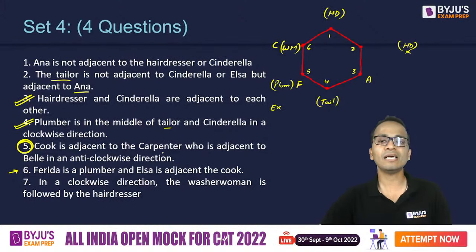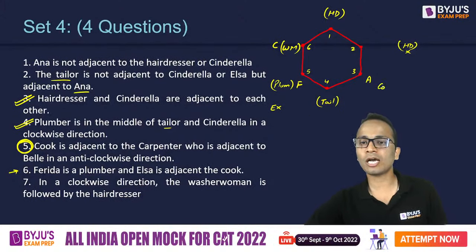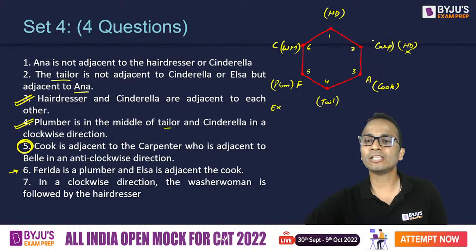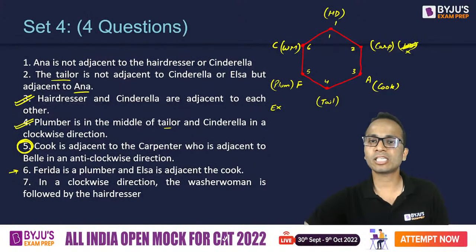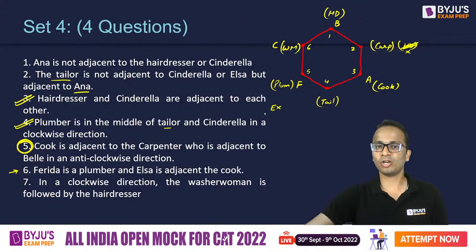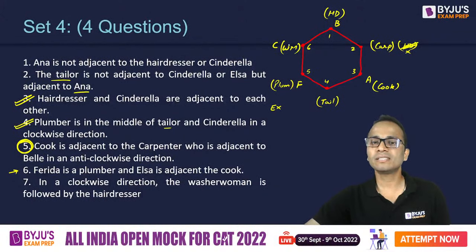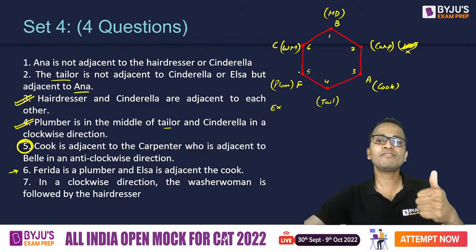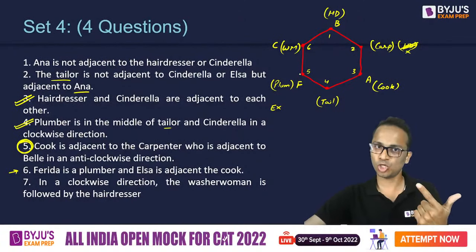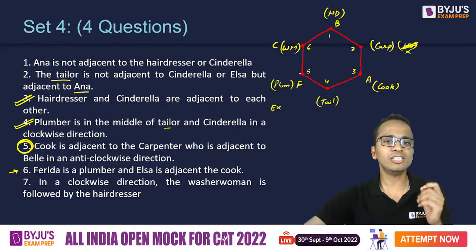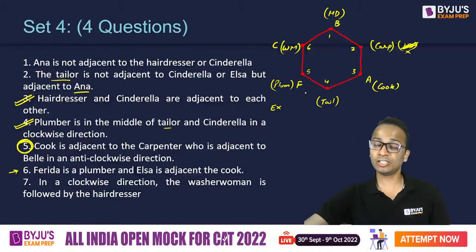Cook, carpenter and then ballet. So cook has to be chair number 3. Carpenter has to be chair number 2. Okay. And ballet next at chair number 1. All right. Fine. Okay. Now I have already placed A, B, C. Now D is left and E is left. Okay. D and E, these 2 people are left. Let's place them.